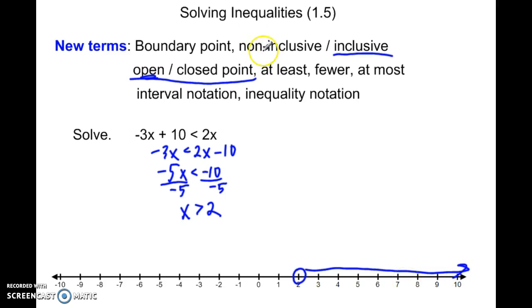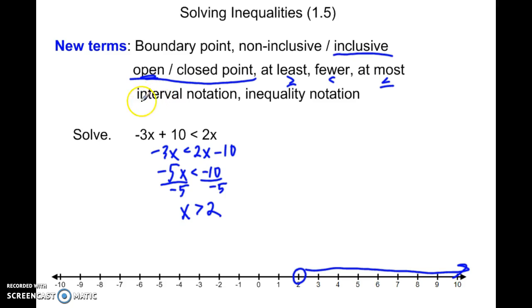And boundary point, this is called a boundary point. At least, fewer, at most. Those are some of the terms. At least is greater than or equal to, fewer is less than, at most is less than or equal to. You'll hear some of those terms, and you'll need to translate those.